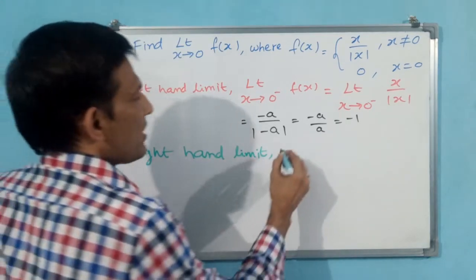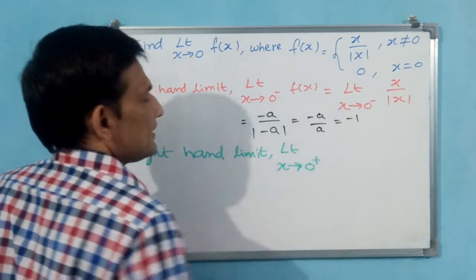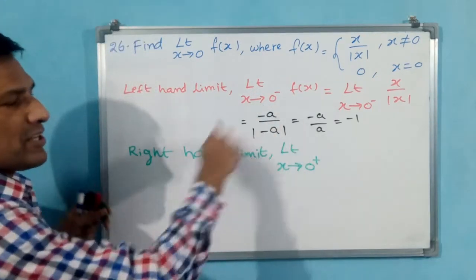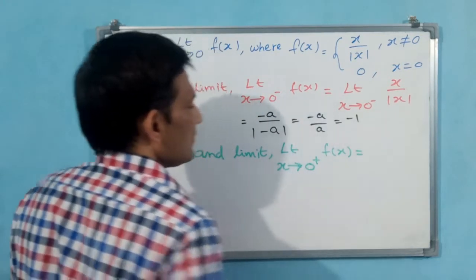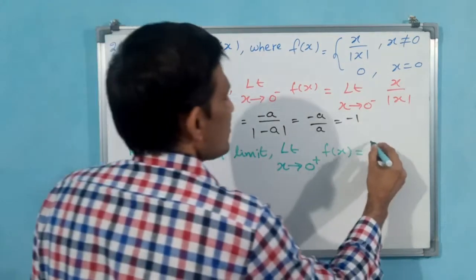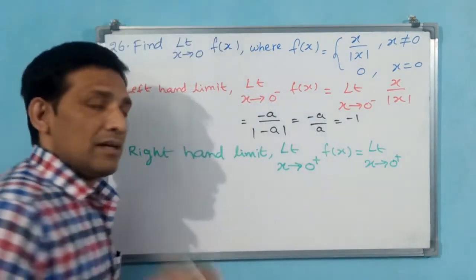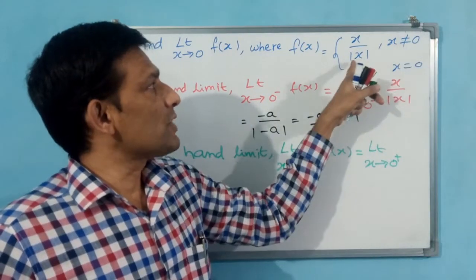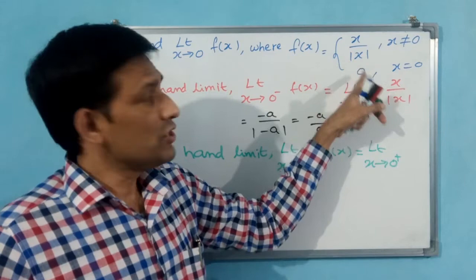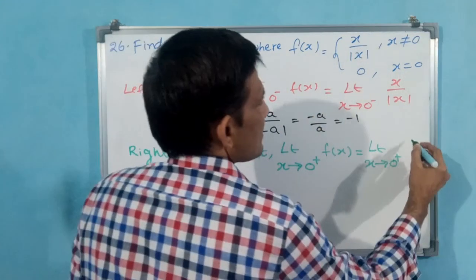Right hand limit, limit x tends to 0 plus. Left hand limit is 0 minus, right hand limit 0 plus. F of x is equal to limit x tends to 0 plus, again you write. Now you see, again, 0 plus and 0 minus, both are this expression only. Equal to 0 means this. That's all. Okay?